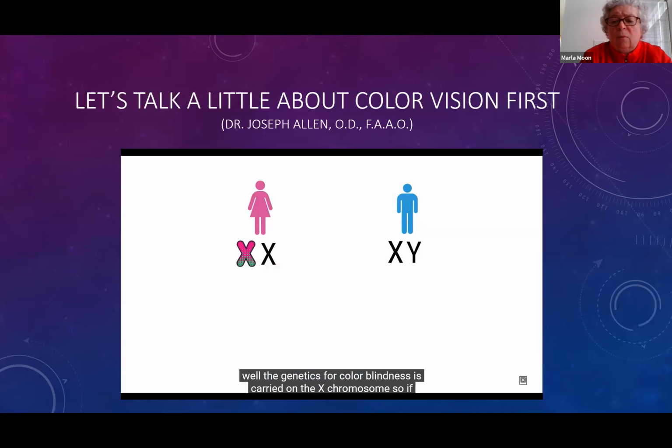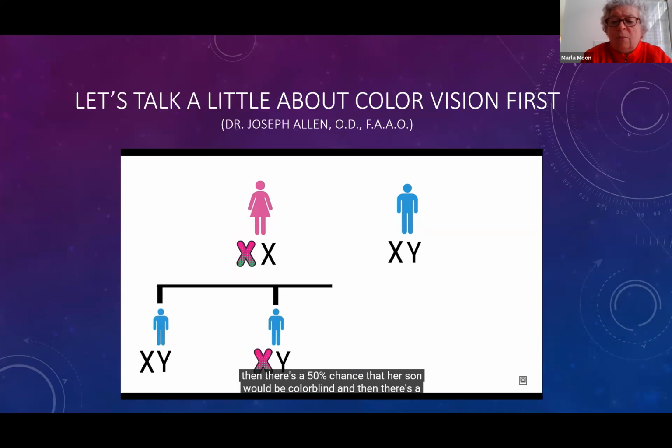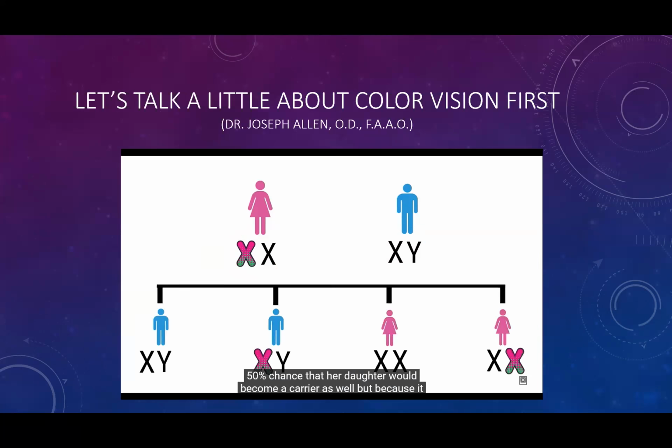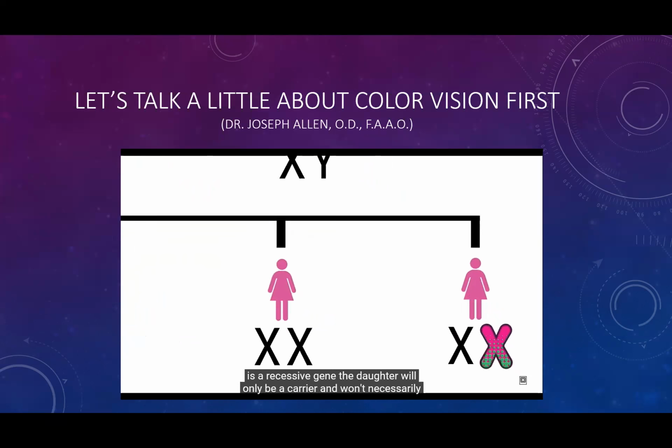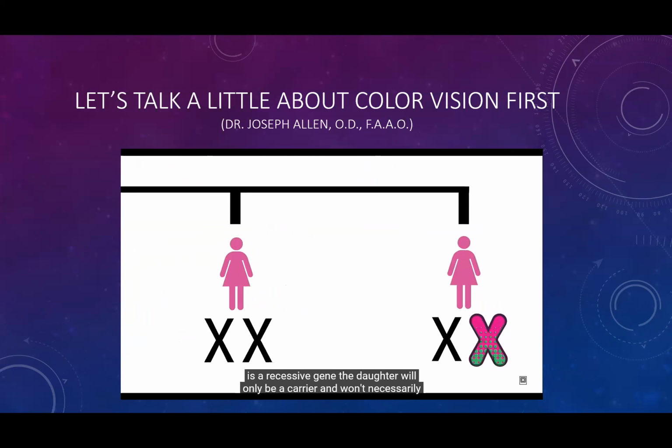The genetics for color blindness is carried on the X chromosome. So if somebody's father isn't colorblind, but their mother is a carrier for the gene, then there's a 50% chance that her son would be colorblind. And then there's a 50% chance that her daughter would become a carrier as well. But because it is a recessive gene, the daughter will only be a carrier and won't necessarily be colorblind.